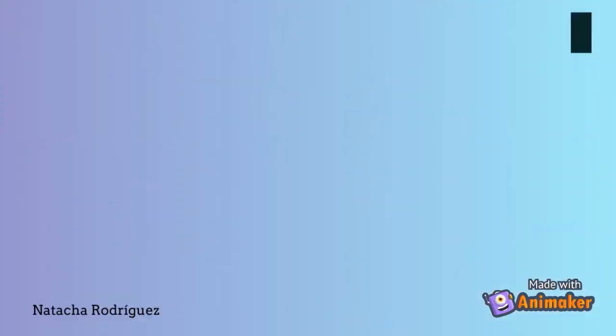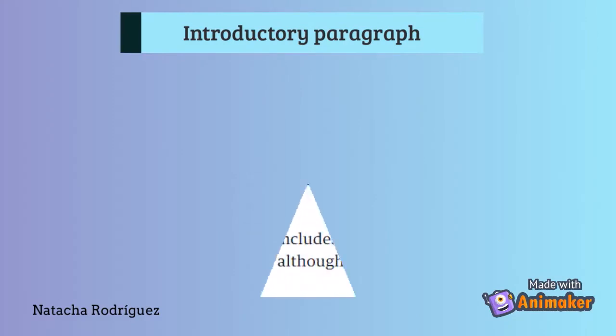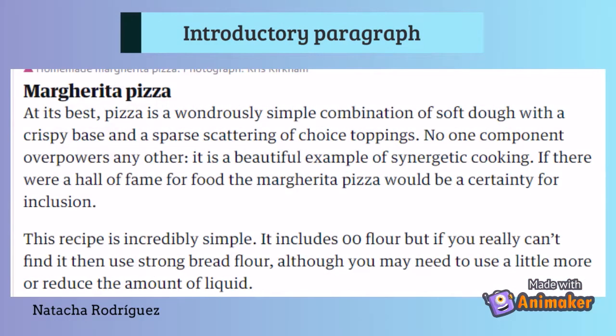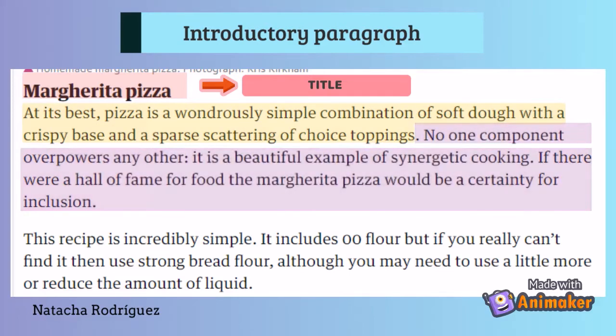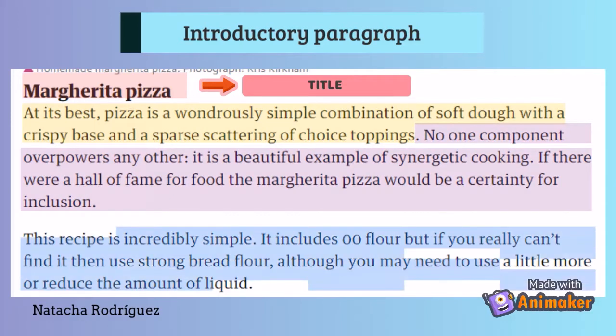Firstly, we have the introductory paragraph. In this paragraph, the author shows us the title of the recipe that corresponds to the meal that is going to be prepared. In addition, it gives us a brief description of what a pizza is. After that, there is an opinion from the writer about the main topic. And finally, it is mentioned that it is a simple recipe in order to make clear its adaptability.